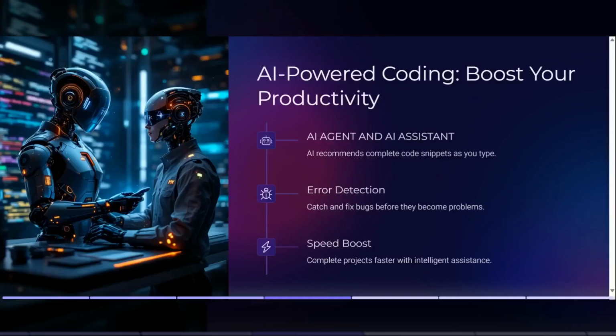Next is AI powered coding. This is the biggest advantage of Replit. So Replit has two AI tools, one is the AI agent and one is the AI assistant. Both of these suggest full code snippets, they detect errors early, and they also do the debugging and speed up our development process. This is especially helpful when working on a new project and learning new syntaxes.